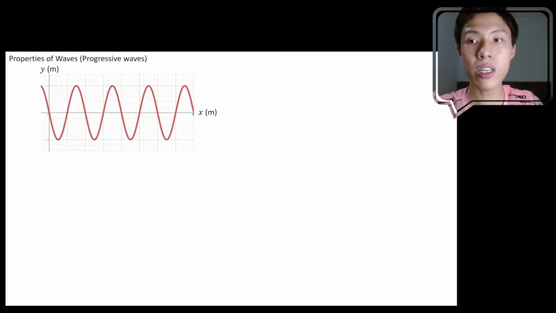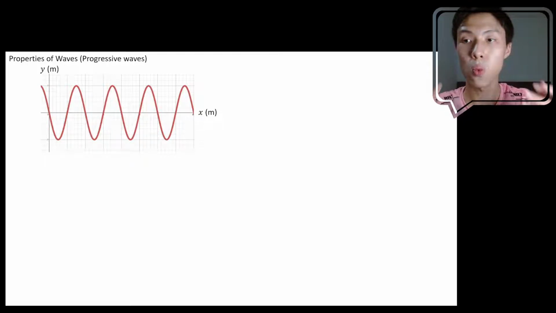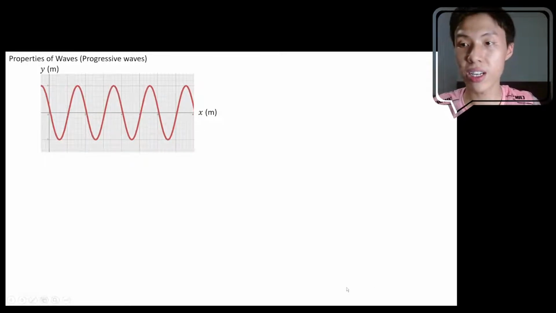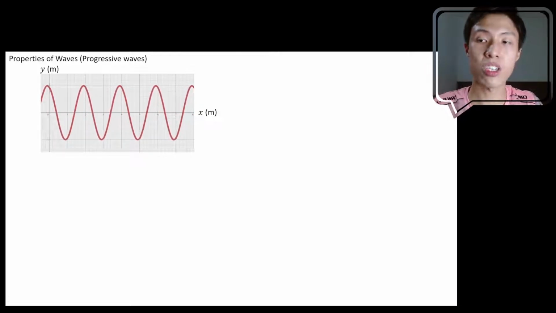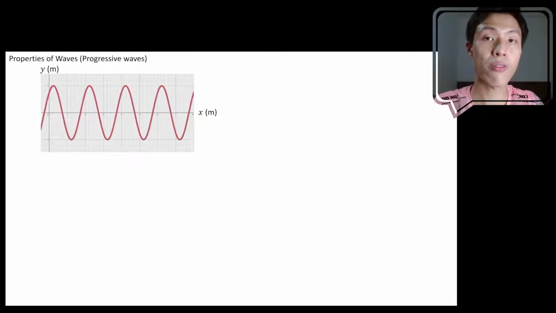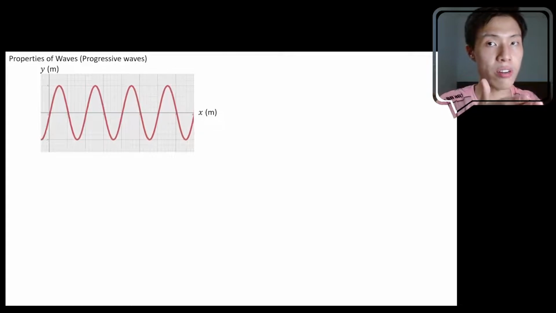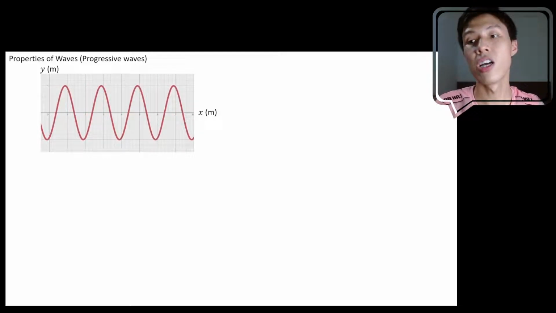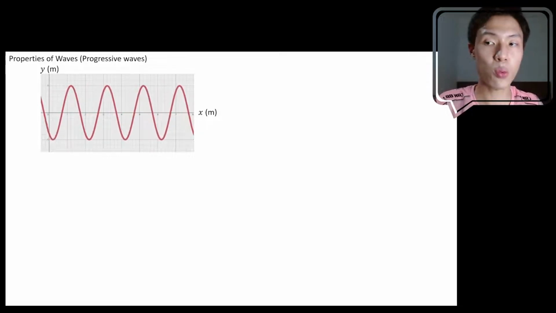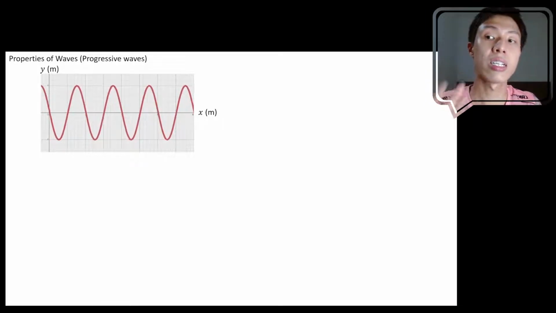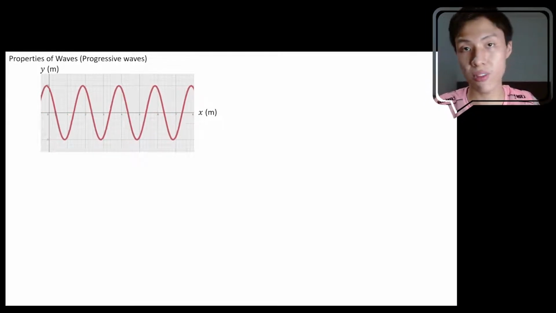But to know whether it's a progressive wave or a stationary wave, we have to let time pass. Then we have to see how the wave moves. In this case, if I let this animation run, you can see that this wave is now moving towards the right. It is traveling to the right. So we are saying that this wave is progressing to the right. Therefore, this is a progressive wave.